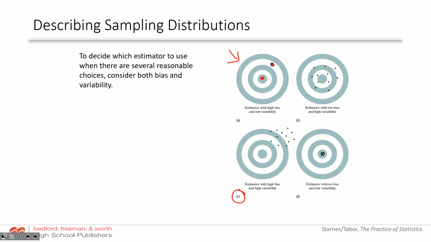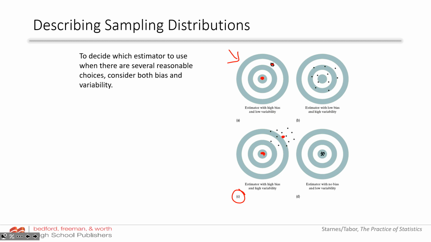Let's look down here at C. So now we have an estimator with high bias and high variability. Look, the center of all these black dots, these sample values, is way far away from the population value, which again, we're assuming is at the center of the target. So it's biased, but also the point estimates are really spread out. So it's high bias and high variability.